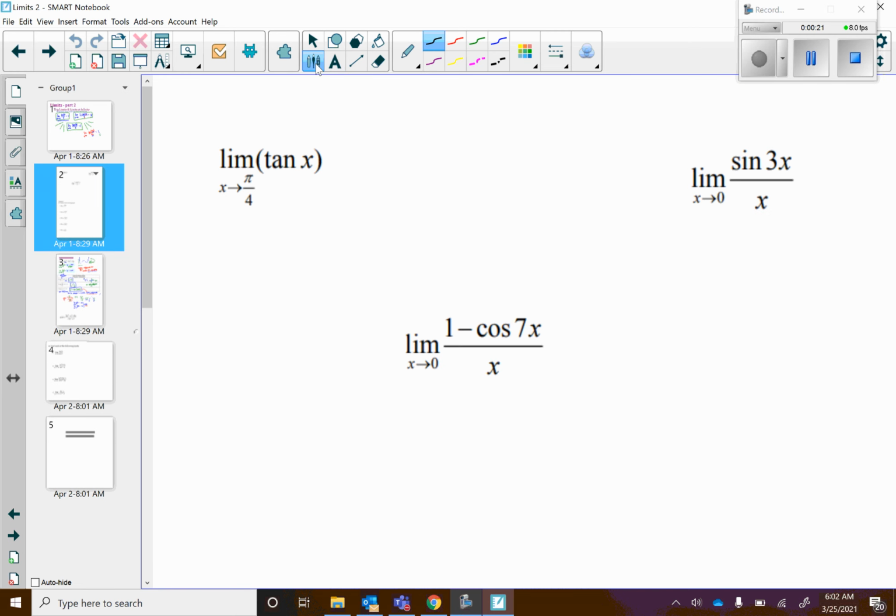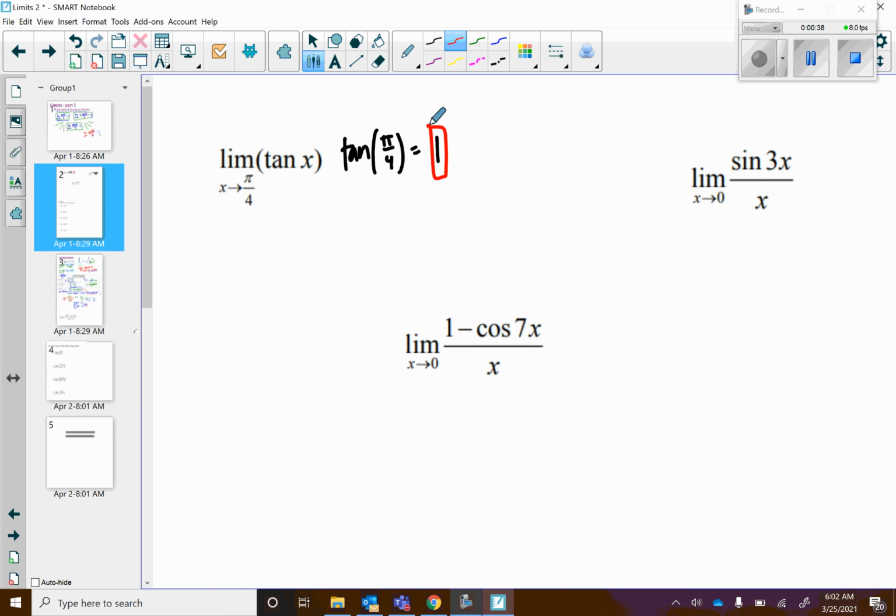Tangent of x, the limit as x approaches pi over 4. Well, we do what we've been doing, and we plug in pi over 4. And because I can evaluate this at 1, I'm done. I got a number, the answer is 1, that's it.